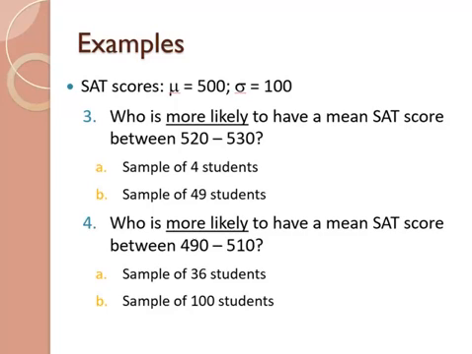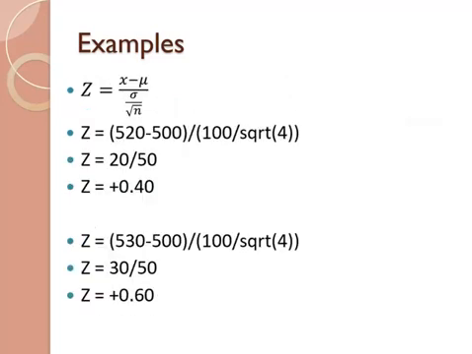Well, if I had a sample of 49 students, would the mean of the sample be more likely to be closer to the mean, or more within the range of 520 or 530, compared to if my sample was only 4 students? The answer here is A. 4 students are more likely to have a mean score between 520 and 530 than 49 students are. And even if you understand this, I want to prove it to you using the math.